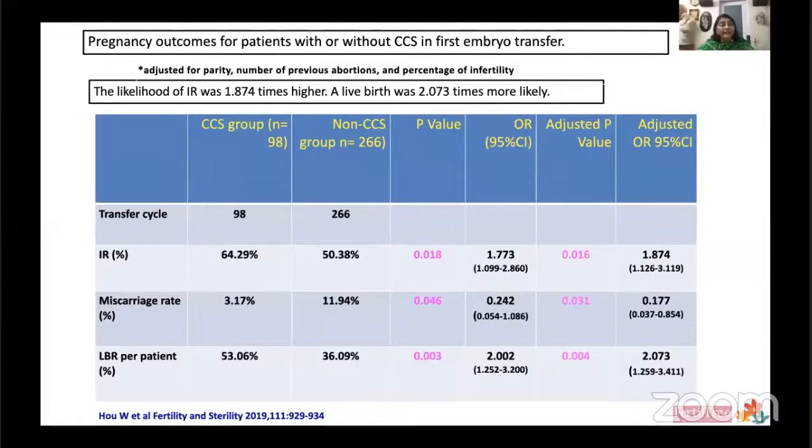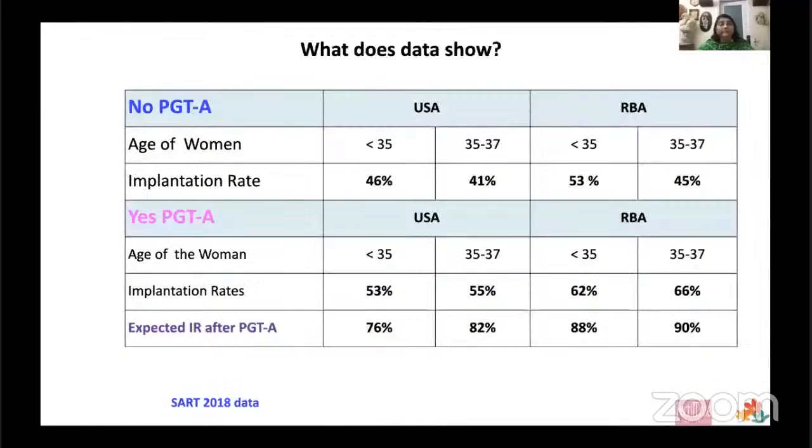Here again, you will see another paper by Hu et al., which shows that implantation rates are better and miscarriage rates are lower. Here, this is the SART data, which shows that for women less than 35, there was not much benefit, but for those aged 35 to 37, there was a definite benefit of doing PGT, with better implantation rates.